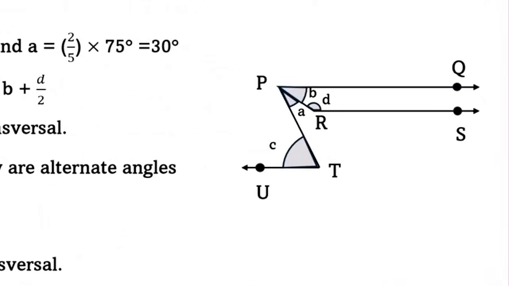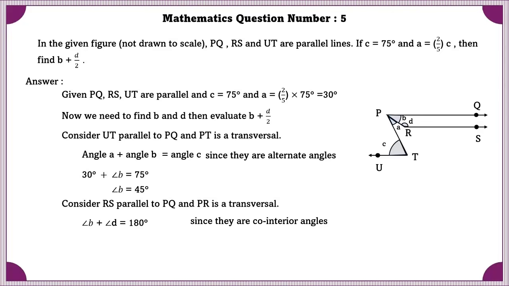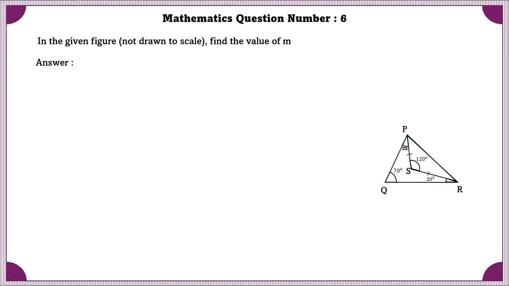Consider RS parallel to PQ and PR is a transversal. If we consider that angle B plus angle D is equal to 180 degrees, since they are co-interior angles. Since we already know the value of angle B, we can find the value of angle D. So angle D is 135 degrees. Now they have asked to find B plus D by 2, that is 112.5 degrees.